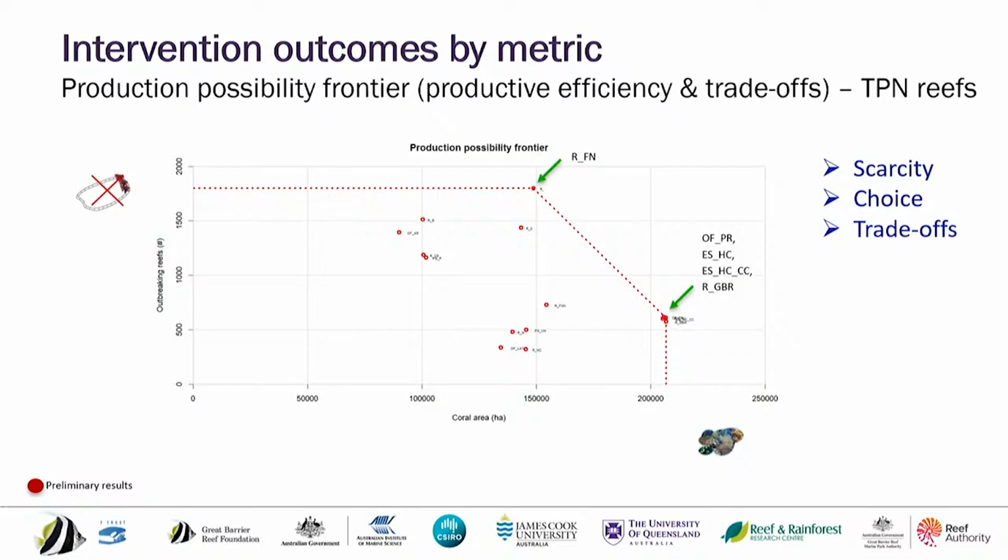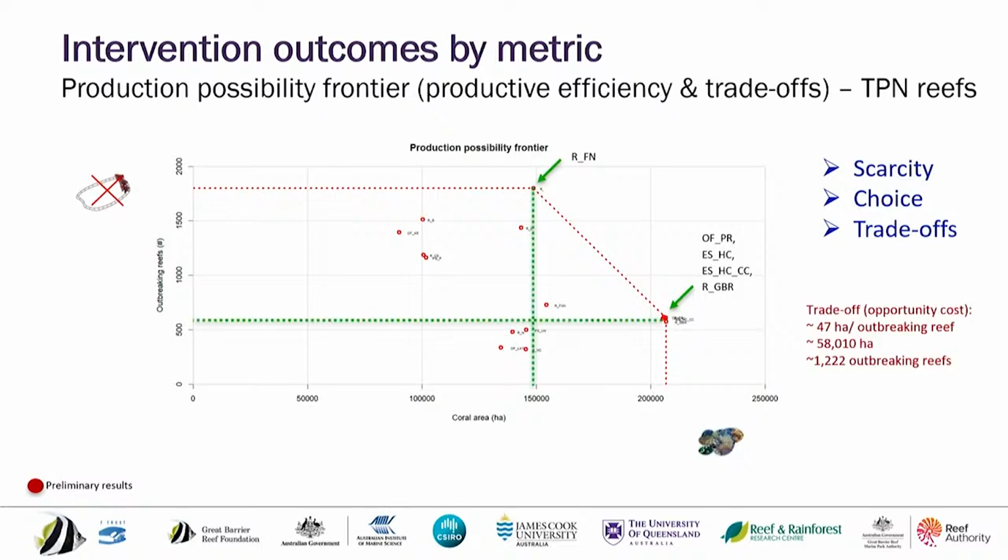So what we can do is show what's the trade-off of using the far north strategy compared to the GBR-wide strategy. What we're seeing here is if we implement the far north strategy, we're sacrificing 58,000 hectares of coral reef saved, but gain about 1,200 outbreaking reefs avoided. Because of scarcity, we can't patrol or cull all reefs. We have to make choices, and these choices have consequences in terms of opportunity cost, which in the case of these two alternative strategies is 47 hectares per outbreaking reef.